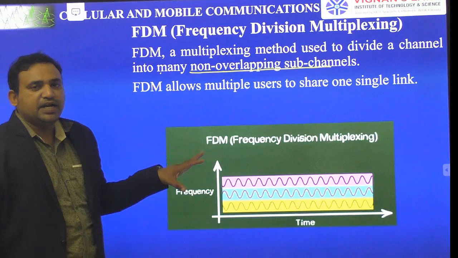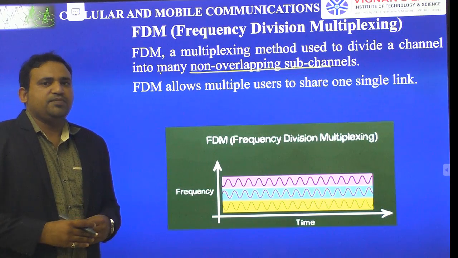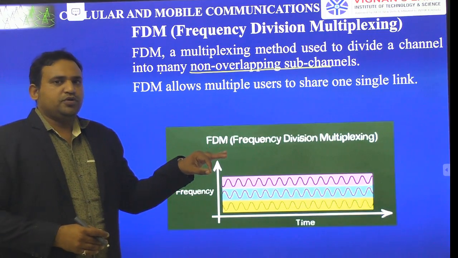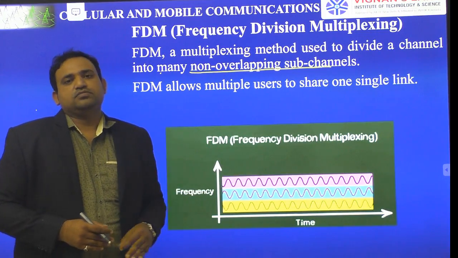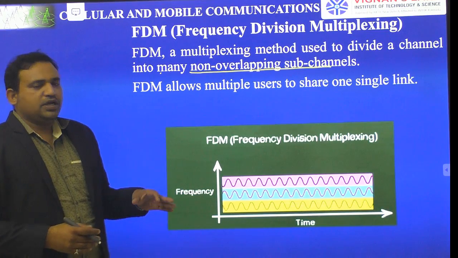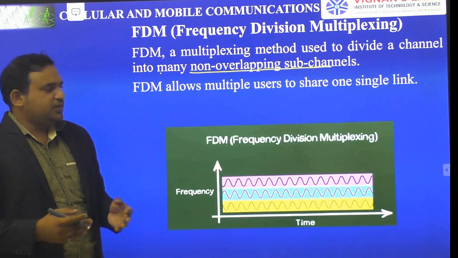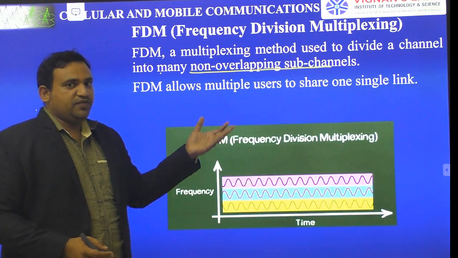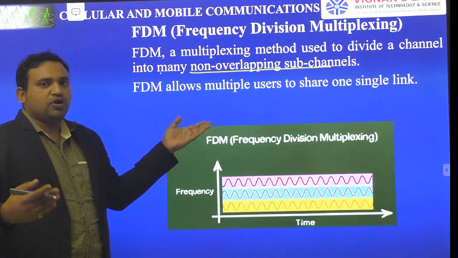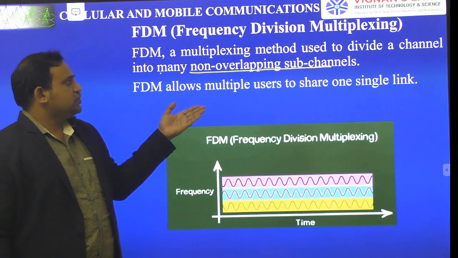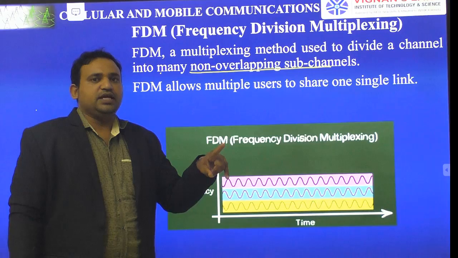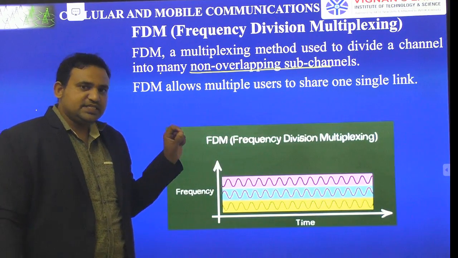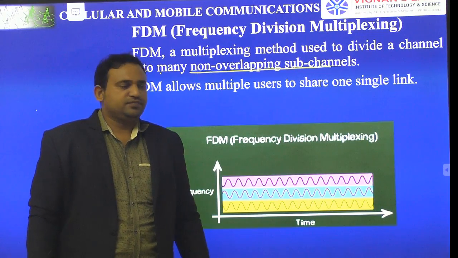Know what is meant by a multiplexer? Some n number of inputs, and at a time only one input is used to access the respective channel, right? So n number of inputs, there is only one output. In a similar way here also, it is a multiplexing method used to divide a channel. We are dividing a channel into many non-overlapping subchannels, and it allows multiple users to share a single link. Users are many, and these multiple users will only share a single link. There is only one link to share.